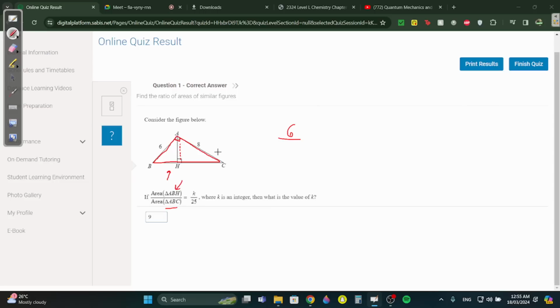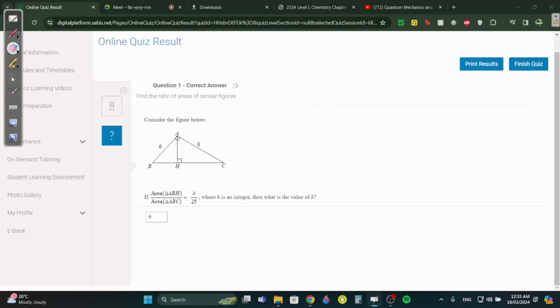It's not given, but we can find it. Pythagoras theorem, 6 squared plus 8 squared, you get 100, square root of 100, you get 10. So this side is 10. That will be 6 over 10 squared, which is 9 over 25.